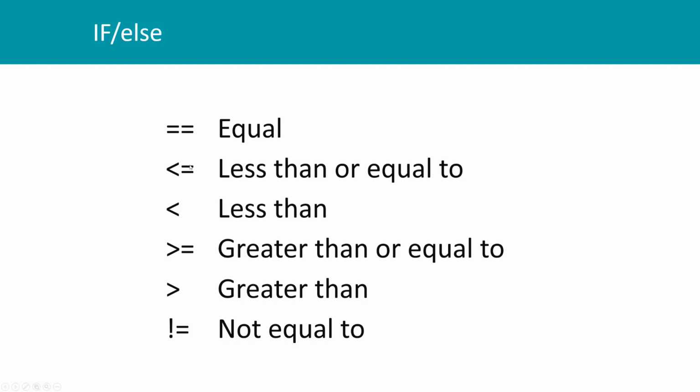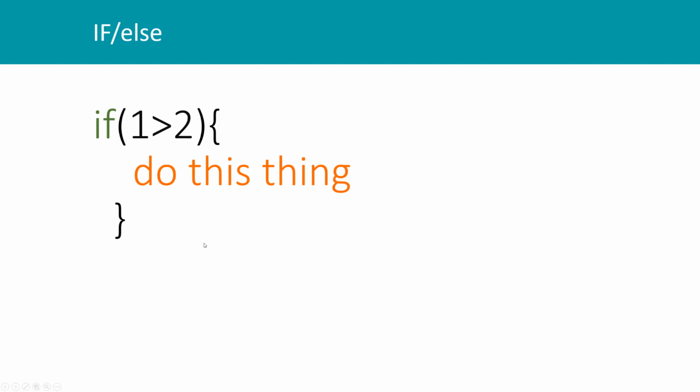The next symbol is it less than or equal to? Is it less than? Is it greater than or equal to? Is it greater than? And this one you might not be familiar with, and that's not equal to. So that's an exclamation point with an equal sign after it, and that means it's not equal to. For instance, 2 is not equal to 1. So if we look at this very basically, we might ask the Arduino, if 1 is greater than 2, do this thing. In this case, 1 is not greater than 2, so the Arduino would not do this thing and would move on to the next line of code down here.